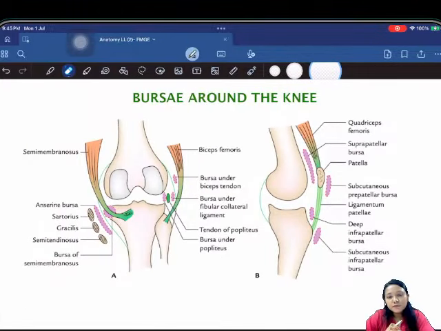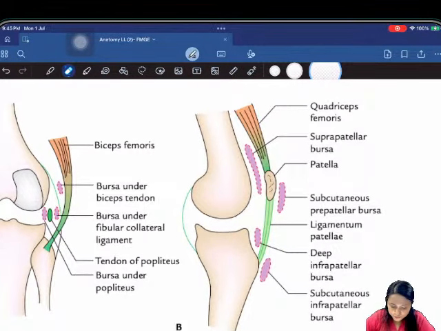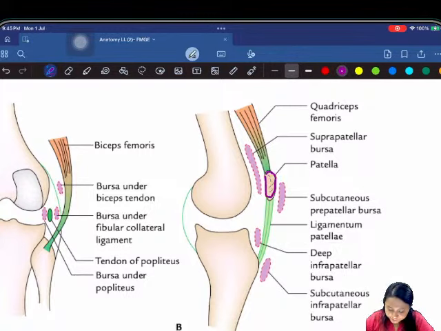Now let us come to that interesting part, that is the bursa around the knee. We have already studied the bursa, so let us revise once. First identify the patella. The bursa above the patella is the suprapatellar bursa, supra meaning above.